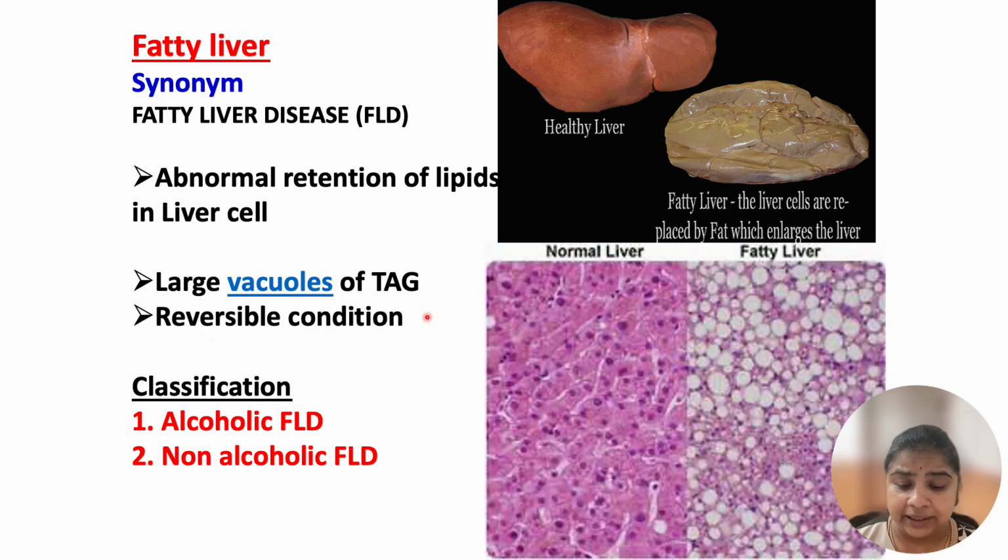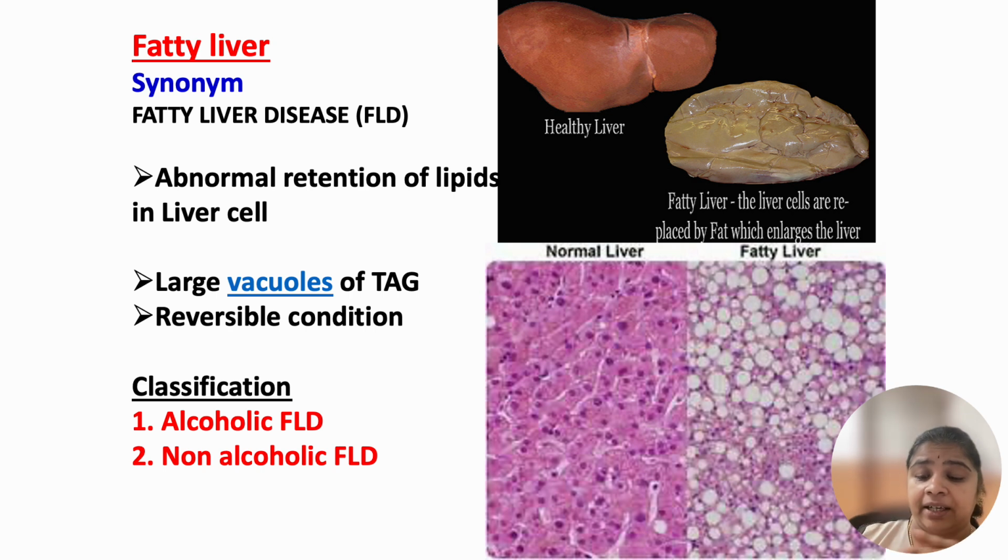So, if you look at the hepatocytes, here you can see that there are small fat globules, and you can see the nucleus clearly, whereas in fatty liver you can see that the fat globule has expanded so much that the nucleus is pushed to one side and there is more fat in the cell compared to the normal hepatocyte. So, this is abnormal retention of lipids in the liver cell.